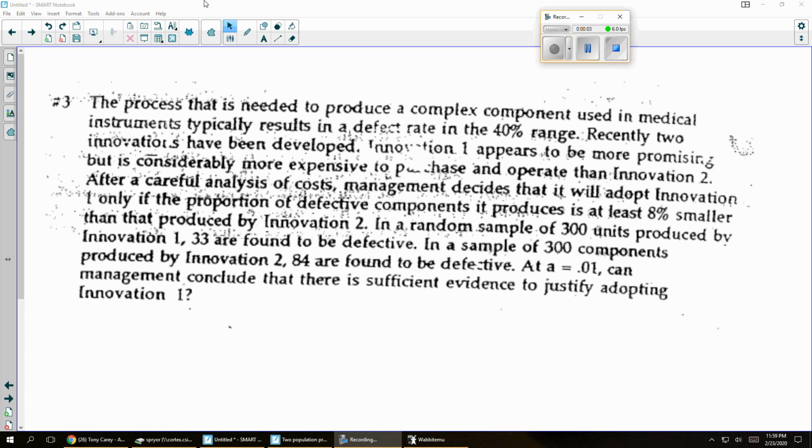So I don't know why that one cut off, but I want you to pause the video, read problem 3, see if you can figure out what's different in problem 3. Don't work it yet, just read it. Pause the video.